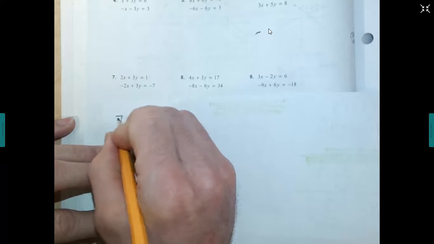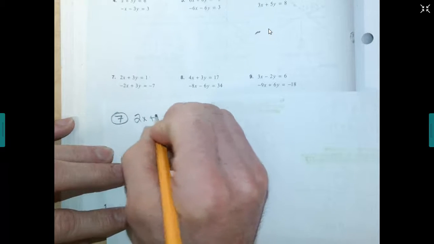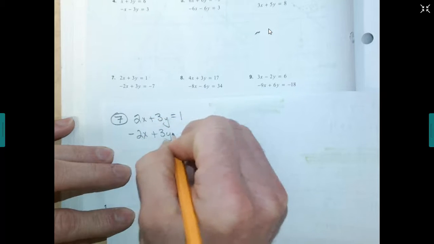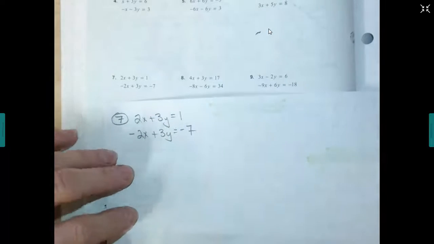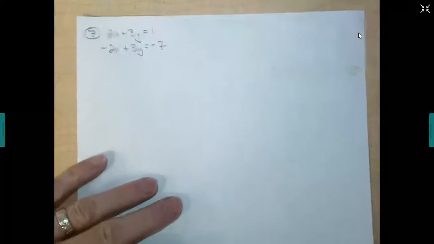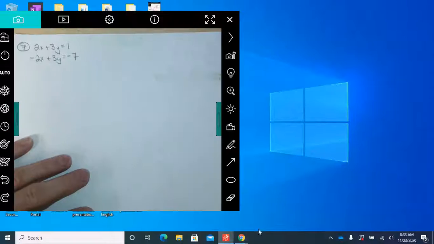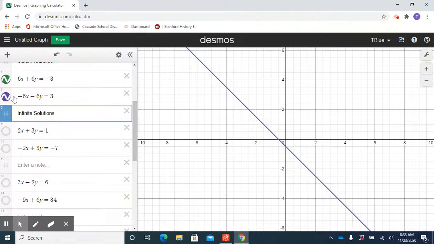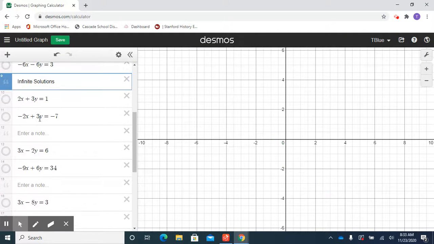Number 7, we have 2x plus 3y equals 1, and negative 2x plus 3y equals negative 7. Alright, first place we're going to go to is the Desmos calculator. Let's check out those two lines, see what we get. Take those out of there. We have 2x plus 3y equals 1. And then we have negative 2x plus 3y equals negative 7.